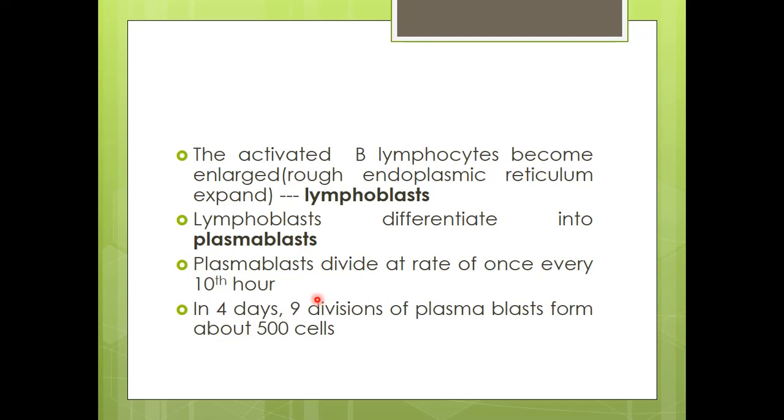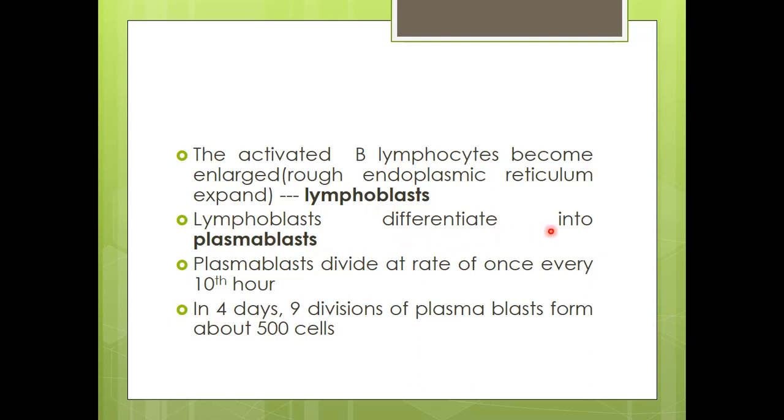Now, we are going to see the differentiation of the B lymphocytes into the plasma cells. So, when B cells are activated by antigens, they are changed into the plasma cells. In the first stage, the B lymphocytes become enlarged and they develop rough endoplasmic reticulum in order to synthesize the proteins that are the antibodies.